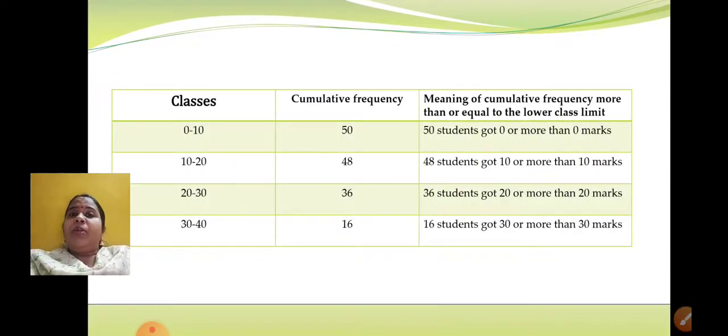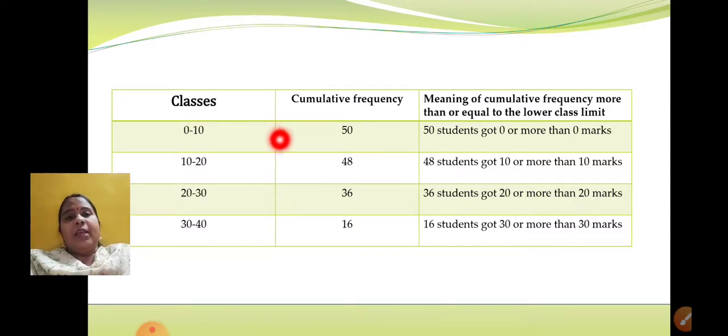Now I will explain the meaning of this. As I have told you, for CF less than type, what is the meaning when I say that the cumulative frequency of the class 0 to 10 is 50? When we are taking more than type, we are always considering the lower limit. So for 0 to 10, what is the lower limit? 0. So if I say it is 50, what do I mean? 50 students got 0 or more than 0 marks.